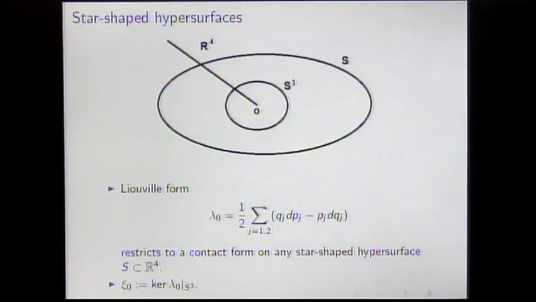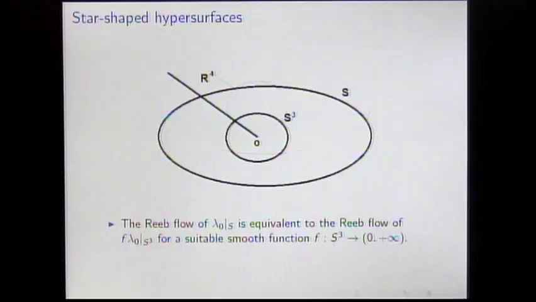If we consider this one-form in coordinates q and p in R4, then its restriction to a star-shaped hypersurface with respect to the origin, I mean the pullback by the inclusion map, is a contact form on this star-shaped S. In particular, it's a contact form on S3. And C0 will be the associated contact structure. This is the contact manifold that we are considering.